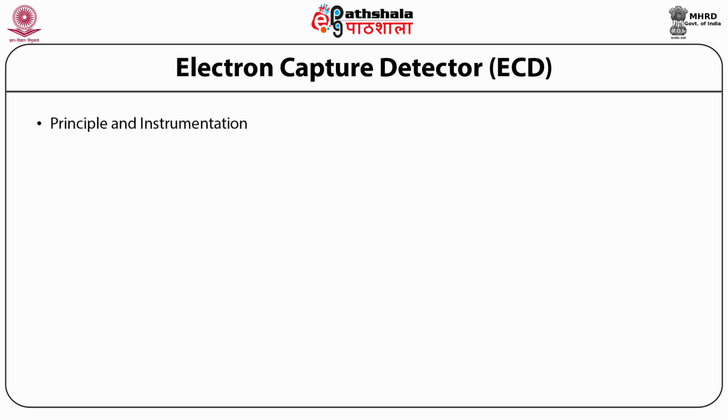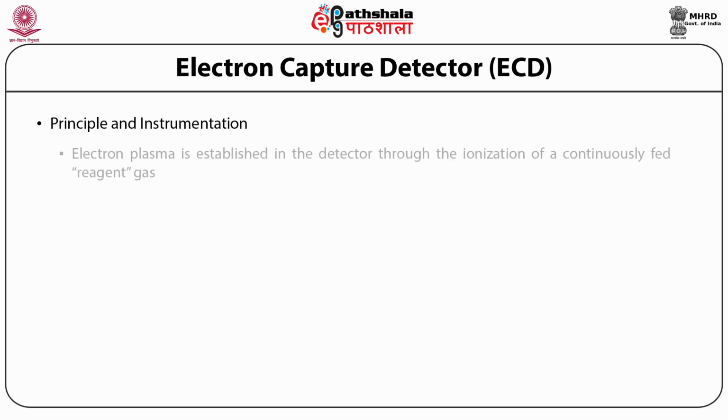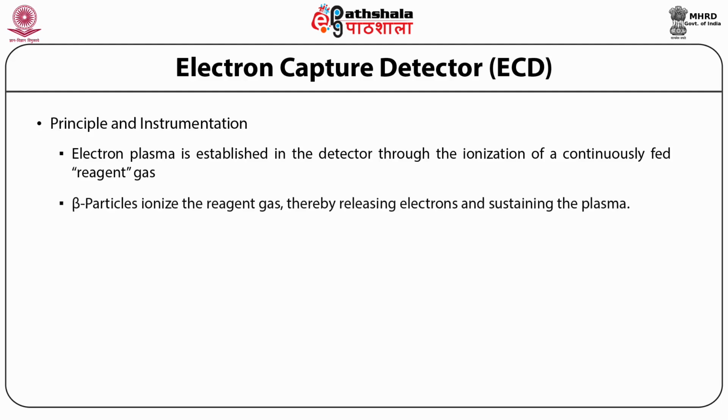Looking at the principle of the electron capture detector, an electron plasma is established in the detector through the ionization of a continuously fed reagent gas of relatively low ionization potential, such as nitrogen or a few percent of methane in helium. Beta particles emitted from a radioactive source are used to ionize the reagent gas, releasing electrons and sustaining the plasma. Typically, radioactive sources such as nickel-63 and tritium are used.